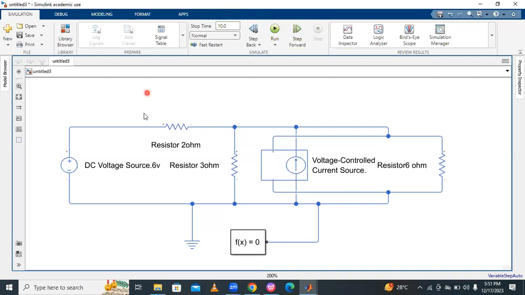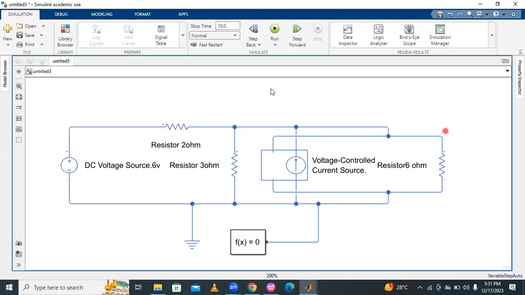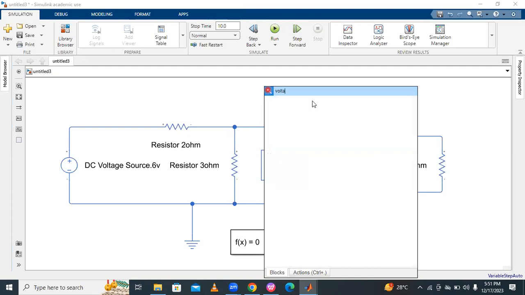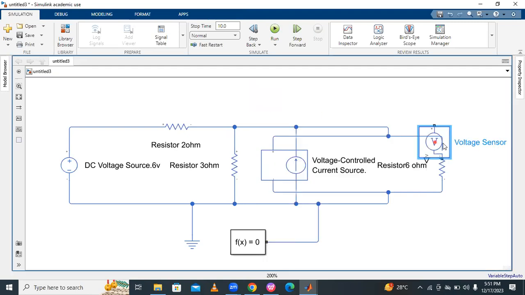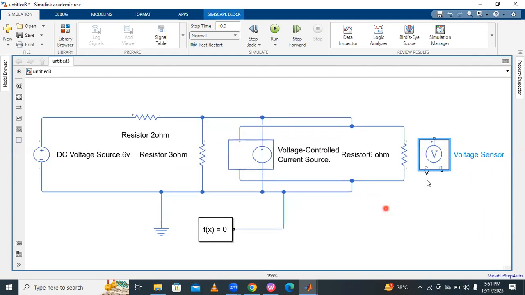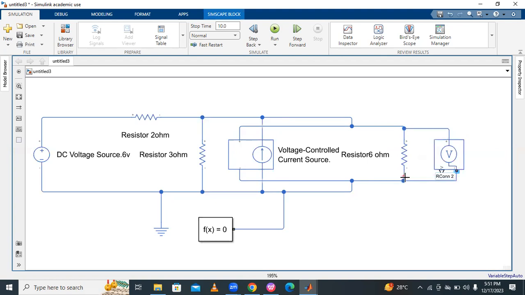And then next, what is the question? In the circuit with the dependent source, determine the voltage Vx. So here also one voltage sensor is required to measure the voltage. Right here, voltage sensor. Connect this voltage sensor parallel to this resistor. Connect positive terminal to positive and the negative terminal here.